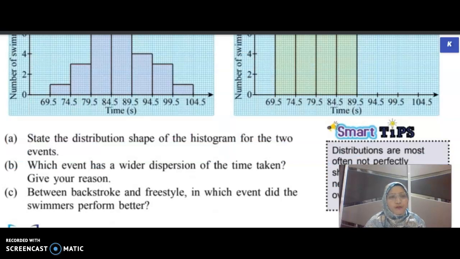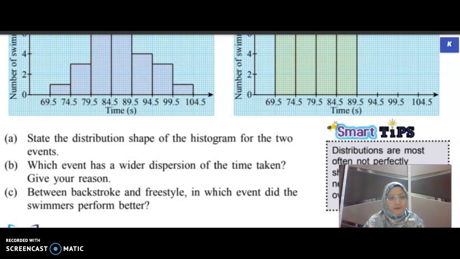B. Which event has a wider dispersion of the time taken? Give your reason. Solution. The 100-meter backstroke event has a wider dispersion because the difference of the time recorded is larger, which is 30 seconds, 102 seconds to 72 seconds.